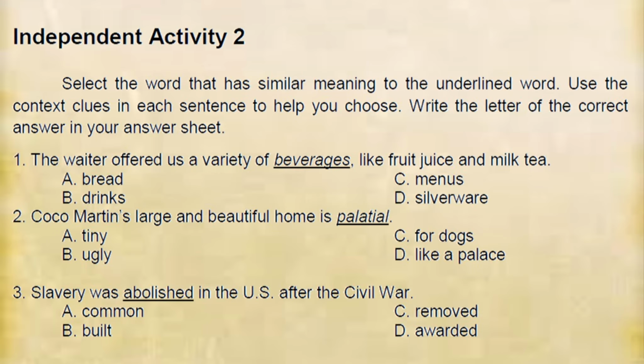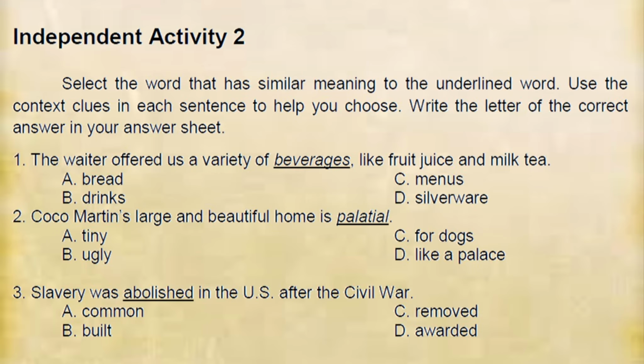A. Bread. B. Drinks. C. Menus. D. Silverware. 2. Coco Martin's large and beautiful home is palatial. A. Tiny. B. Ugly. C. For dogs. D. Like a palace.